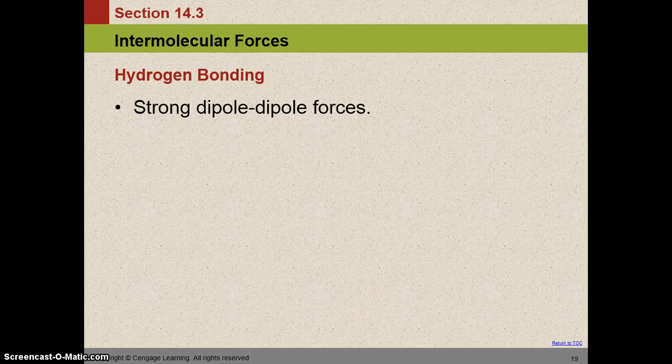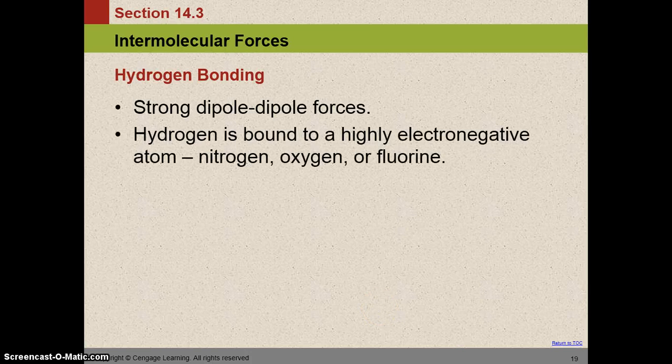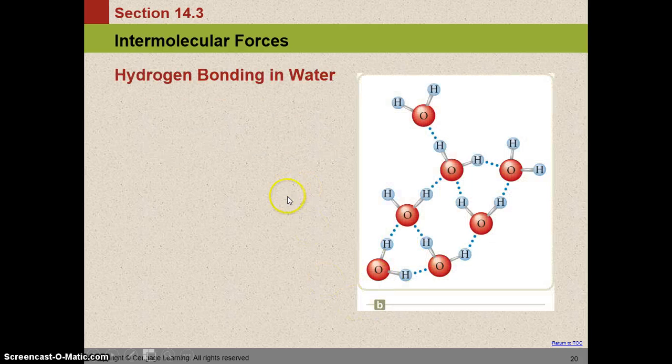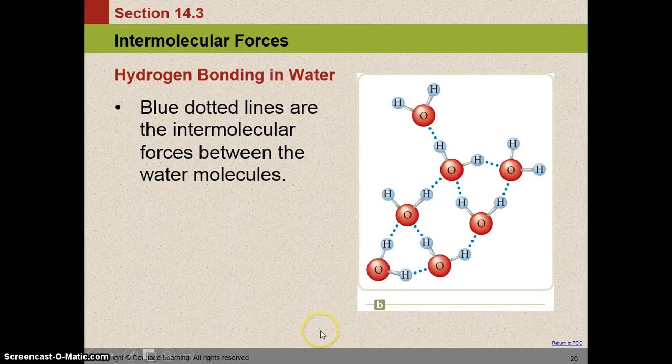Hydrogen bonding is a strong dipole-dipole force, and it occurs when hydrogen is bound to highly electronegative elements like nitrogen, oxygen, and fluorine. It will exhibit hydrogen bonding. We see that most often in water. Hydrogen is slightly positive, oxygen slightly negative, and the molecules turn themselves in order to be the most comfortable, to avoid repulsion and to be attracted to each other. It says on this that the blue dotted lines are the intermolecular forces. Those are the ones between molecules themselves.